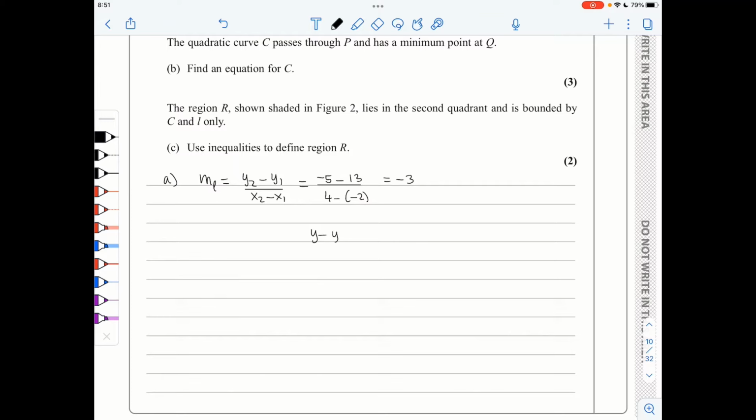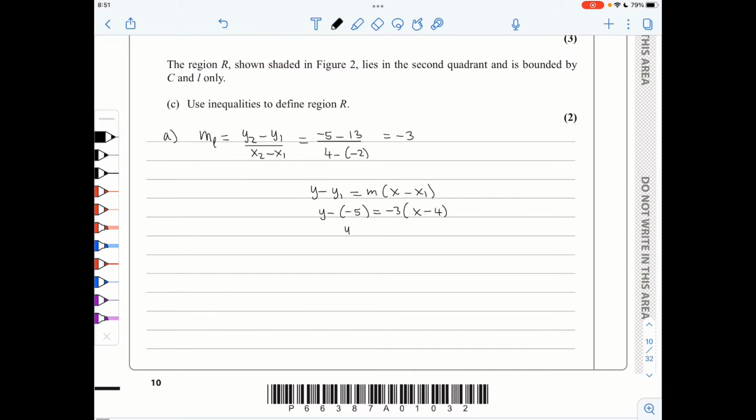I'm using y minus y1 is m times x minus x1. So y minus negative 5 is negative 3 brackets x minus 4. I need to give my answer in the form of y equals mx plus c. So I will expand. y plus 5 is negative 3x plus 12. So y is negative 3x plus 7 is my answer for part A.